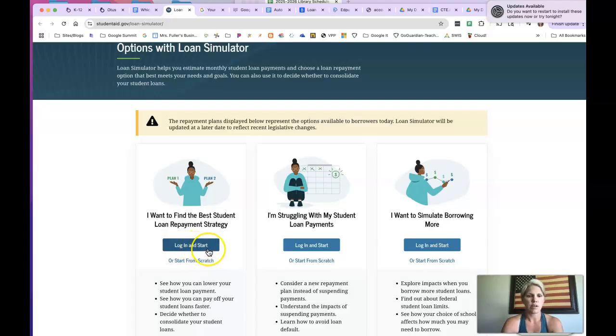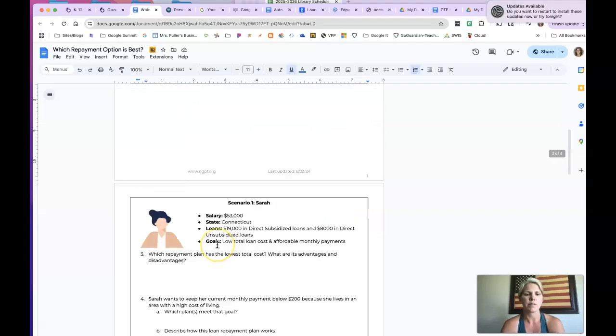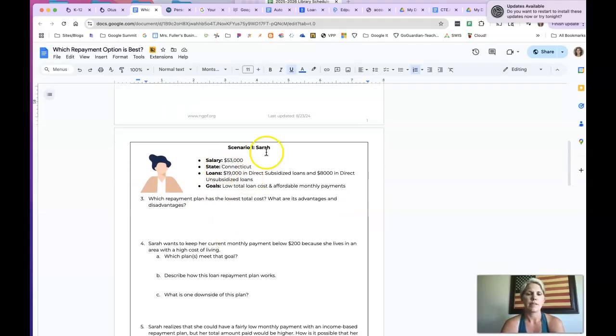And so we don't need to log in or anything, but we do want to find just a different loan payment strategy. So we'll say start from scratch, and we'll go back and read our scenario. So we have Sarah, who has a salary of $53,000 from Connecticut, and then it tells us about her two different loans and then what her goal is.